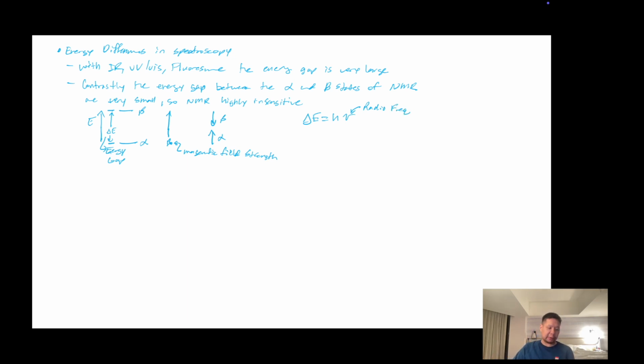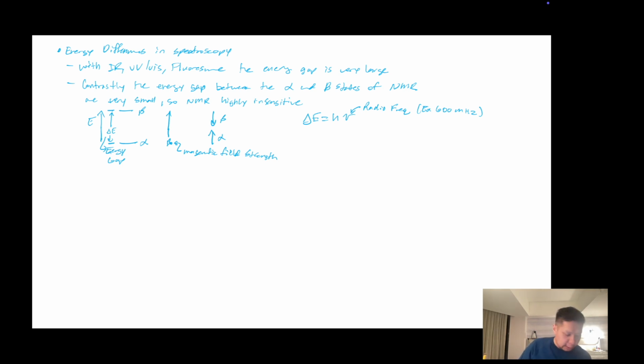we already talked about how for nuclear transitions we're in the radio frequency range, right? Something like 600 megahertz thereabouts. We get all the way down to 60 megahertz, 30 megahertz, but pretty low, right?